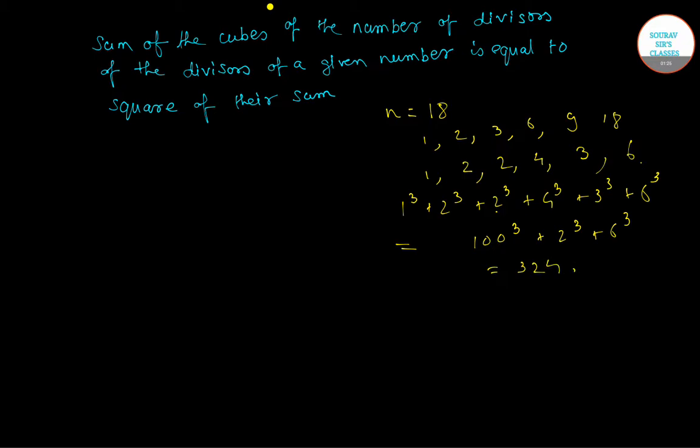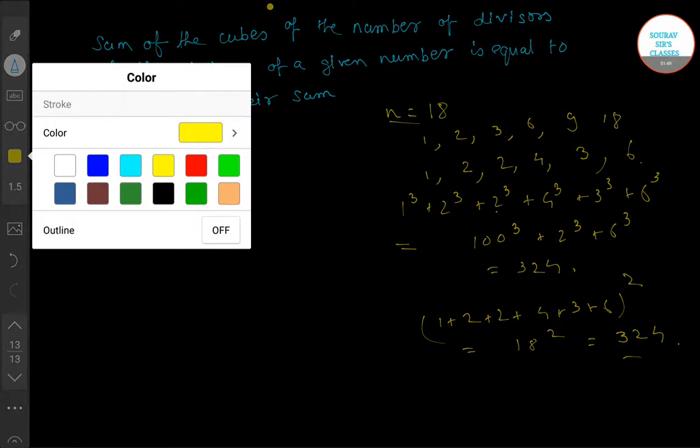And now the square of the sum of these, that is (1 plus 2 plus 2 plus 4 plus 3 plus 6) square, is equal to 18 square, which is again equal to 324. Now we have to prove that it is true for all n and not just for 18.